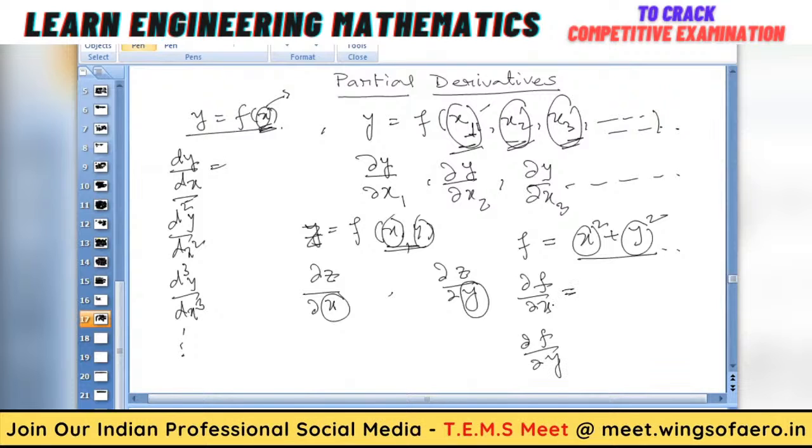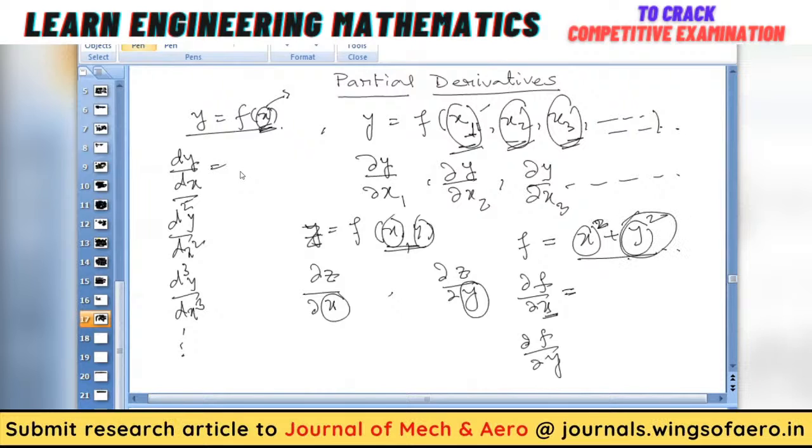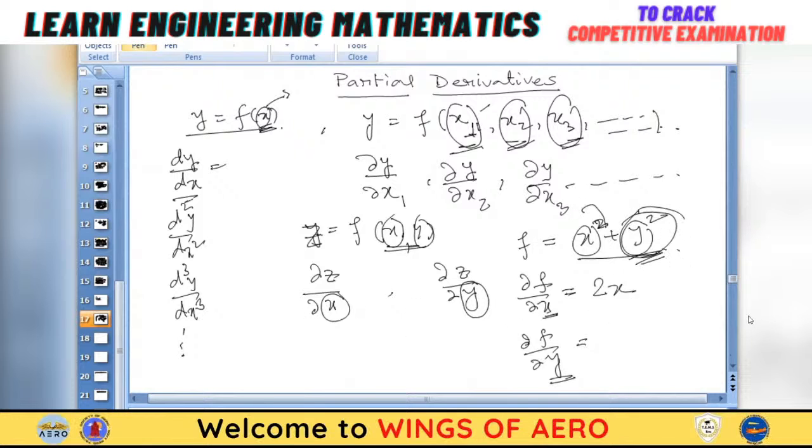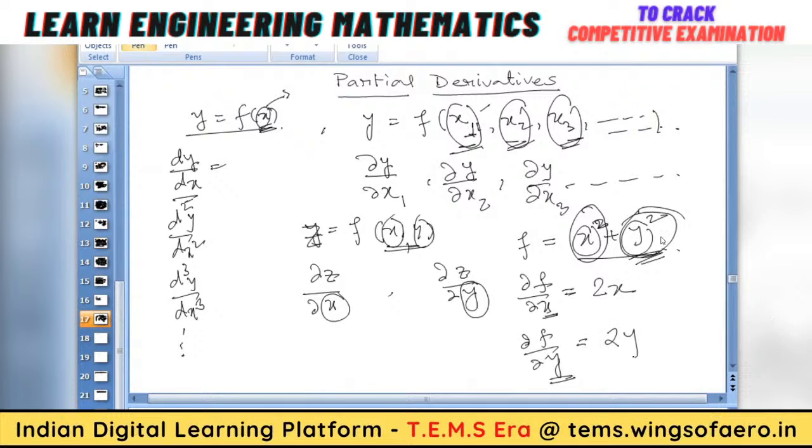When we are taking with respect to x, it means only x is variable, the entire y square is constant here. So the derivative will be 2x. Whenever we are taking with respect to y, only y is taken as variable, and the entire x square should be constant. That is, the derivative is 2y only.